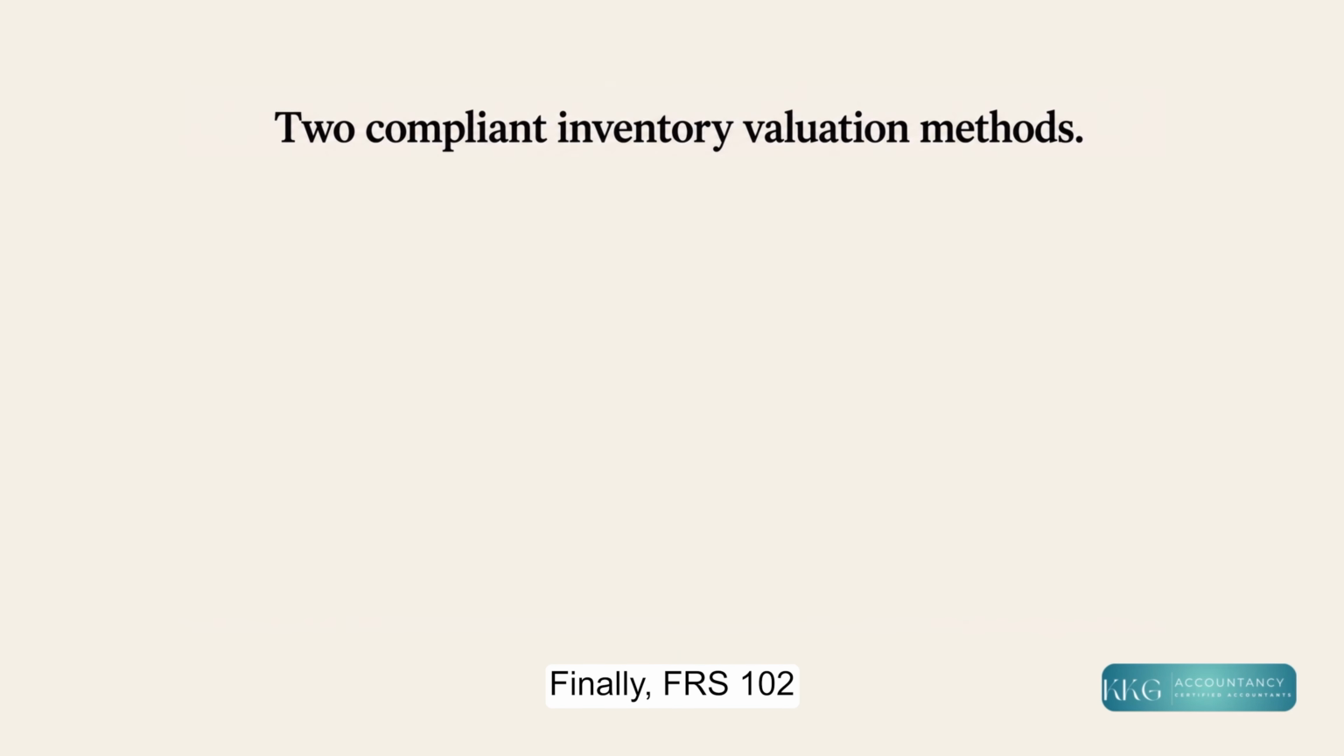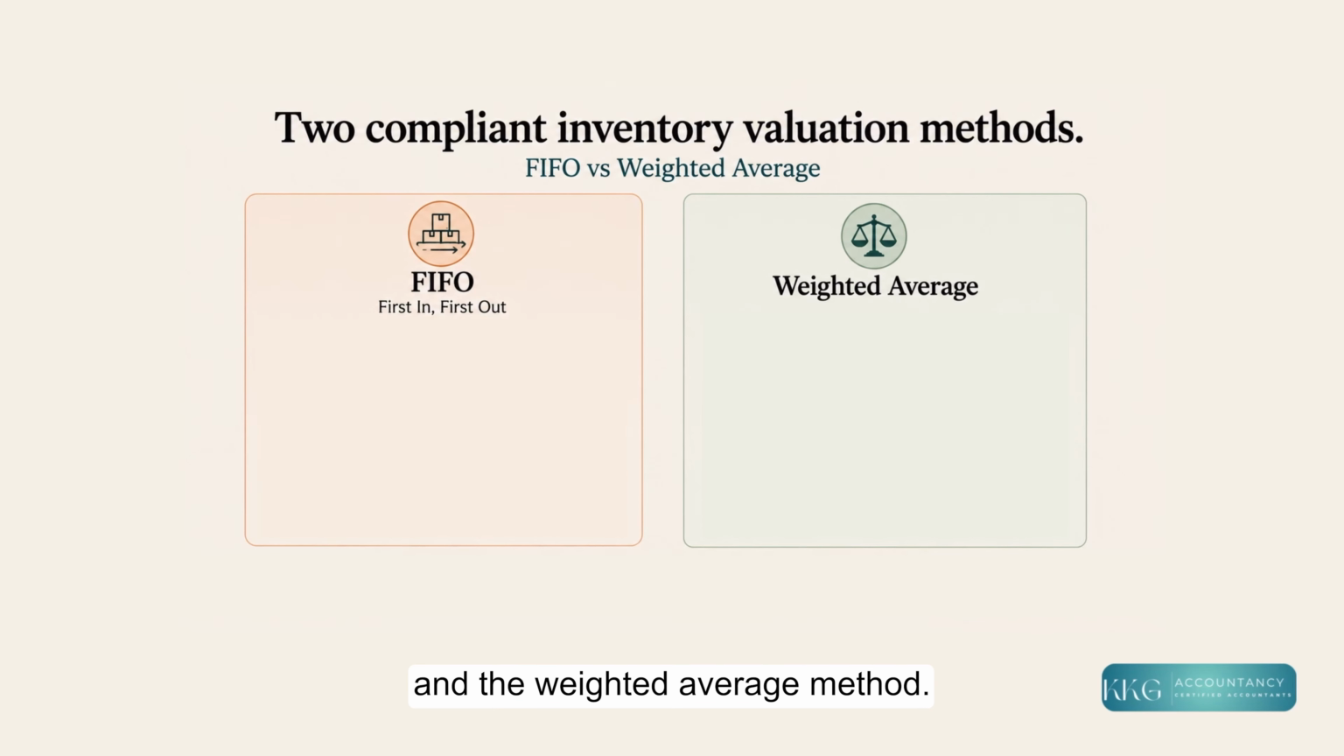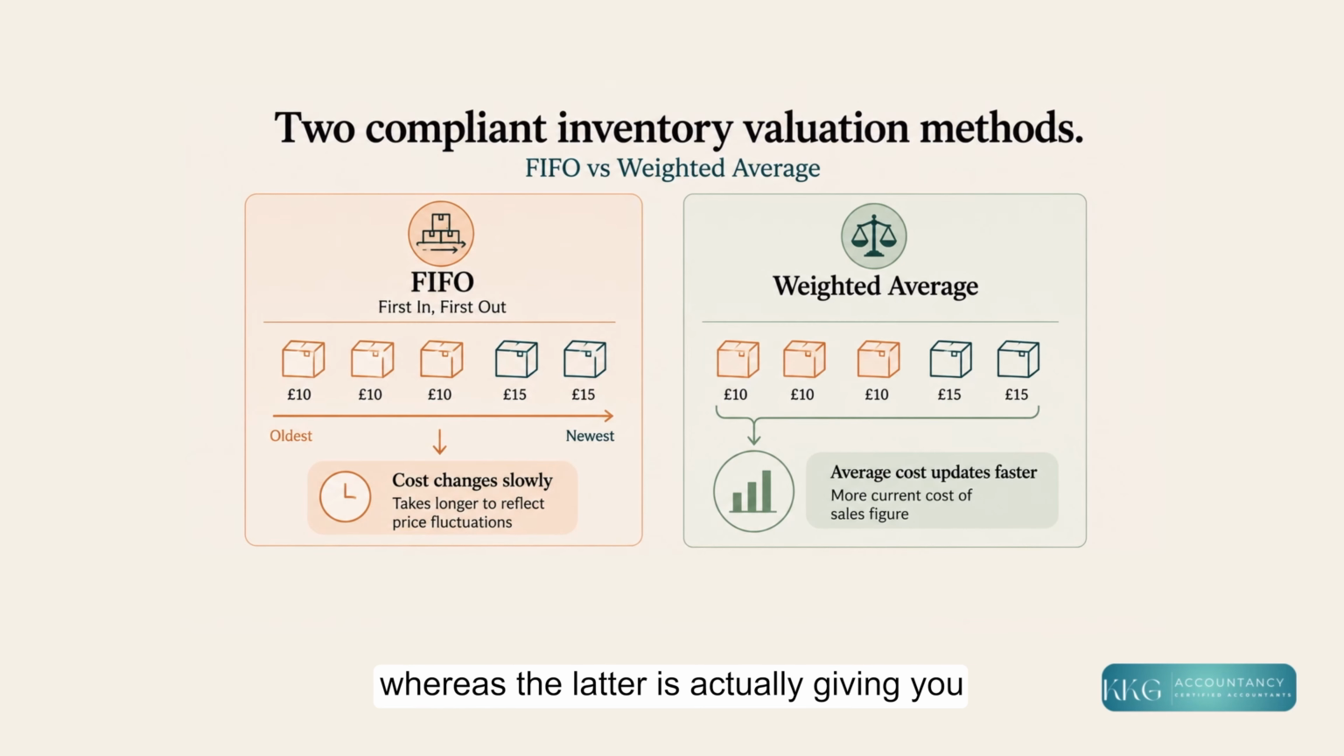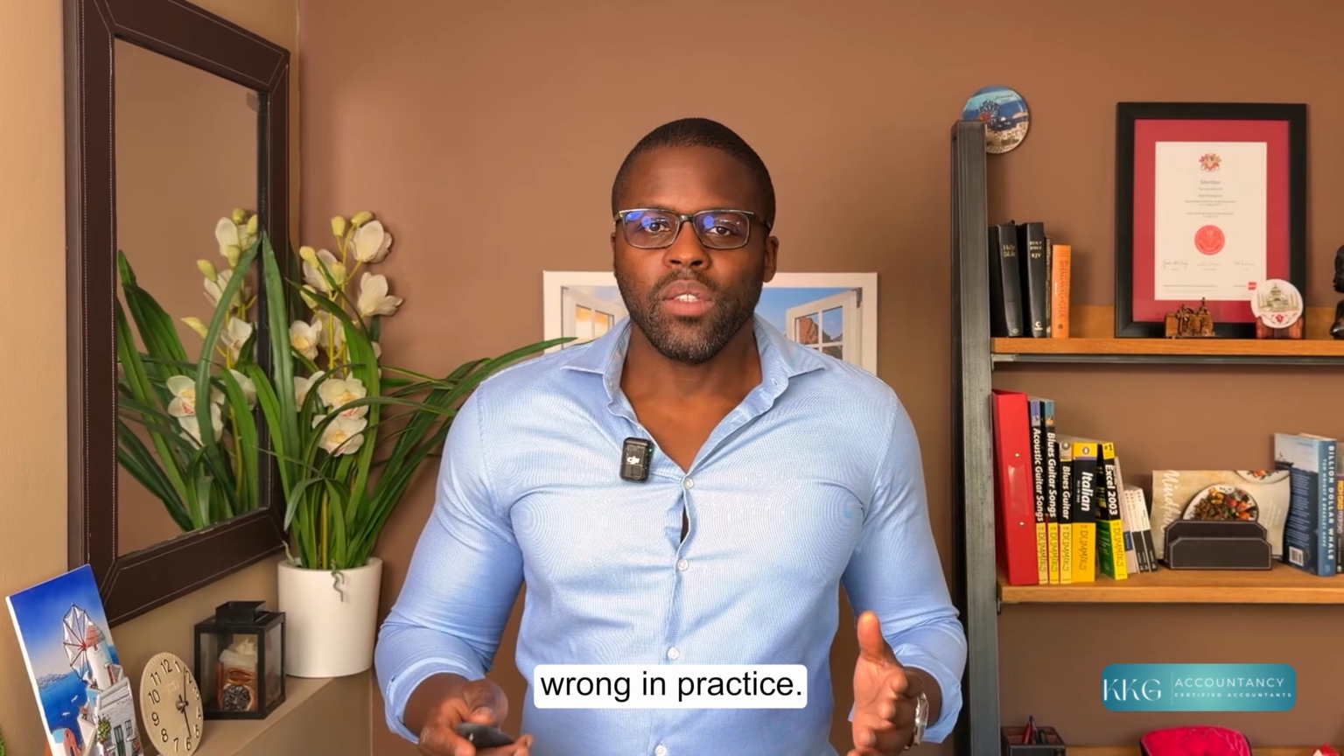Finally, FRS 102 is giving you two valuation methods for your stock: FIFO, first in, first out, and the weighted average method. The former is actually taking a lot longer to reflect price fluctuations in your cost of sales, whereas the latter is giving you a much more current cost of sales figure. They're both compliant. But here's where it goes wrong in practice.